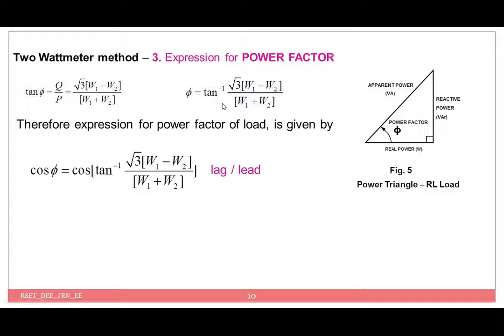So what is φ? Tan inverse of root 3 into (W1 minus W2) divided by (W1 plus W2), and this will give you φ. And in order to get the power factor, cos of that angle has to be considered. So cos φ is cos of tan inverse of root 3 into (W1 minus W2) divided by (W1 plus W2), and you have to attach the term lag or lead. If it is an RL load, lag, and if the load is capacitive in nature, you add the term lead. So in this case I have taken an RL load, so the power factor is lag.